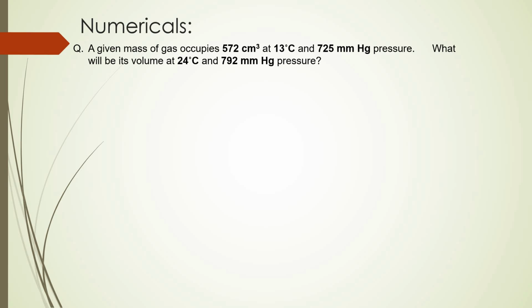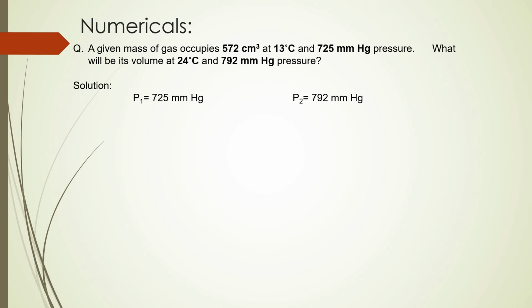Temperature has been changed from 13 degrees to 24 degrees Celsius. Pressure has also changed from 725 millimeter mercury to 792 millimeter mercury. And finally, we know according to the gas equation, volume will also change, and that changed volume we have to find. So let us start solving this numerical.